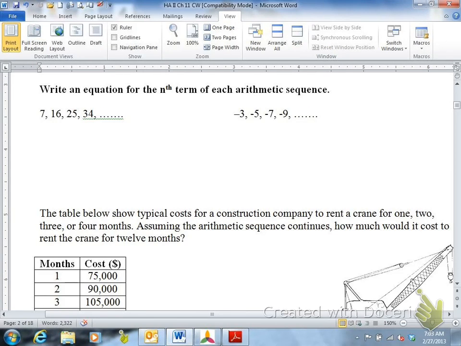Okay, the next two types of problems, usually students struggle with these. Write an equation for the nth term of each arithmetic sequence. You're going to use your general form, a sub n.